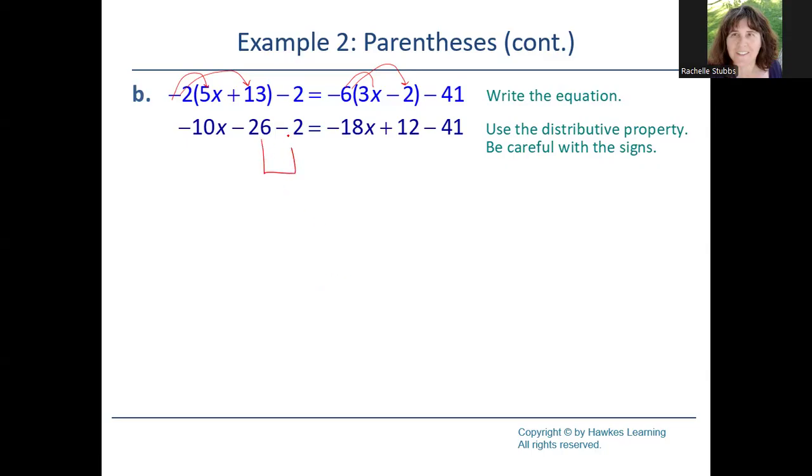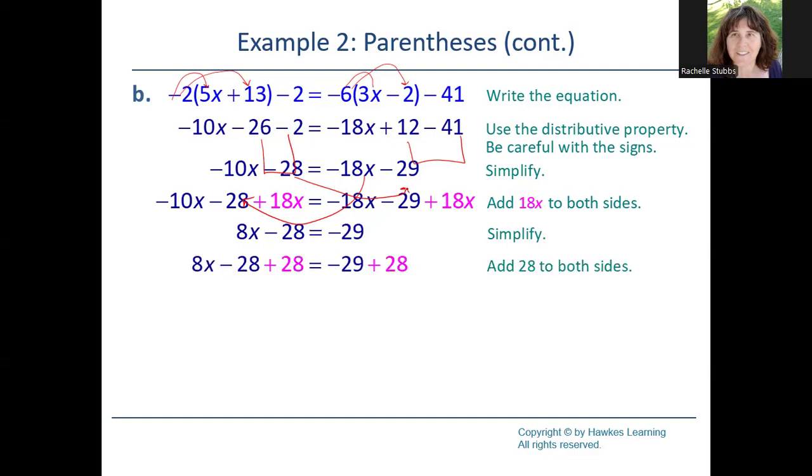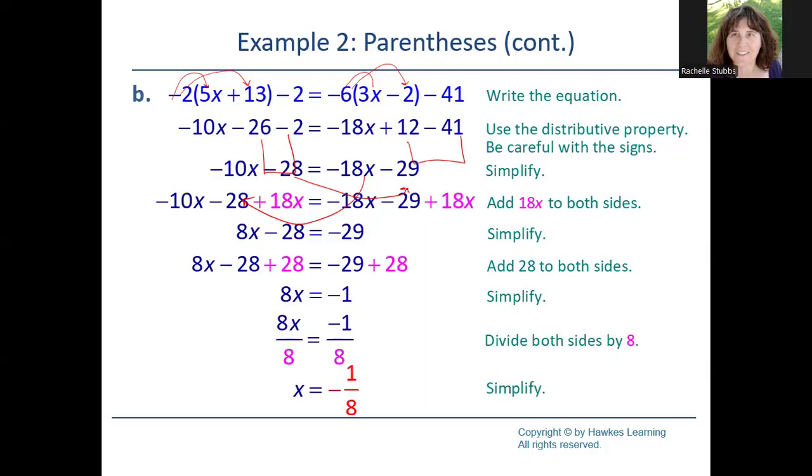And now I have some like terms right here and like terms right here. So I go ahead and collect those. And I think I'm going to want to once again move the x's to the left and the constants to the right. So I'm going to add 28x to each side, and I'm going to subtract or add 18x to each side. So I then end up with 8x minus 28 equals negative 29. Subtract or add 28 to each side, and I get 8x equals a negative 1. Now I need to divide by 8 on both sides, and x ends up equaling a negative 1/8.